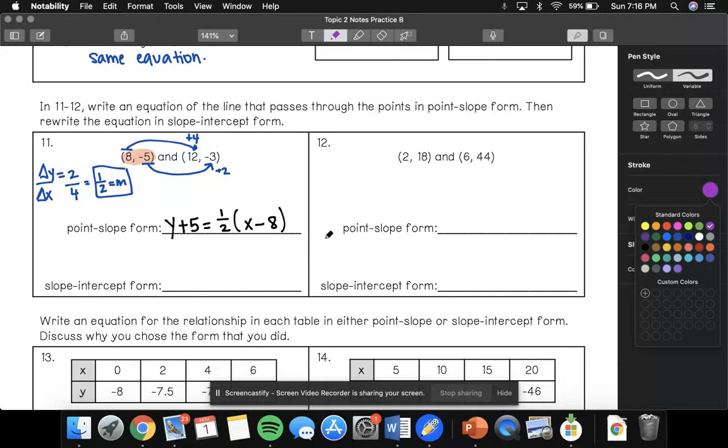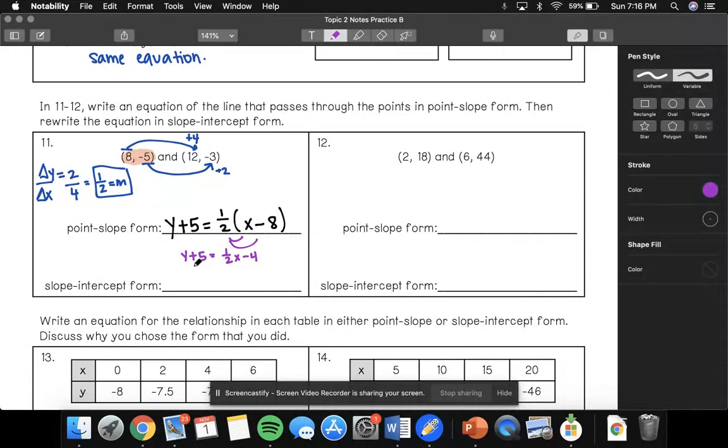Now to put it into slope intercept form, we would just simplify and solve for y. So we get 1/2 x, and half of 8 is 4, or -4. If you feel comfortable, you could do this in your head. So y equals 1/2 x minus 9, and that is the equation in slope intercept form.